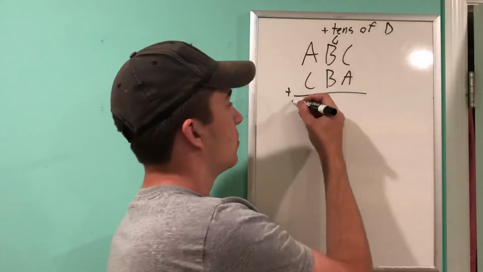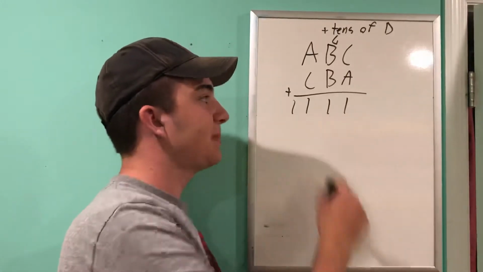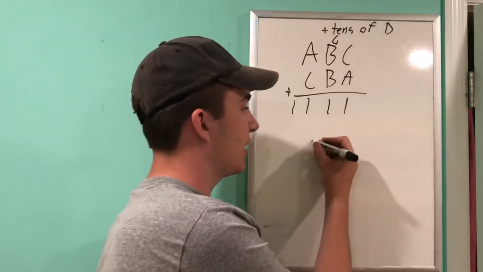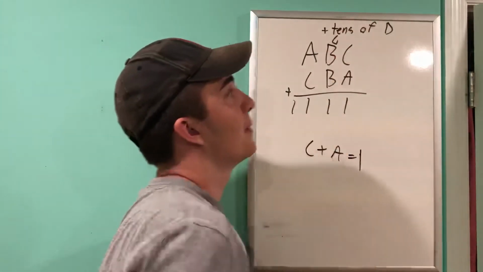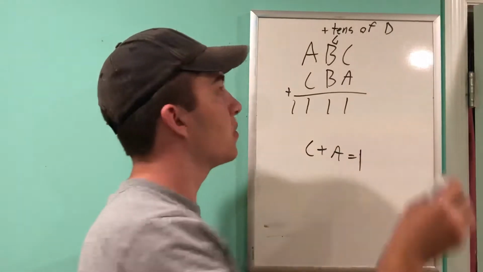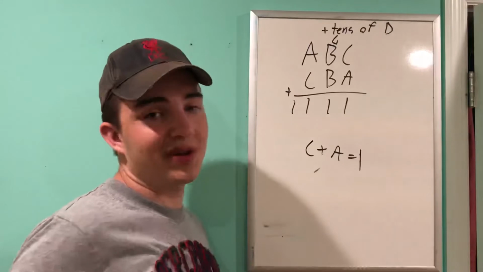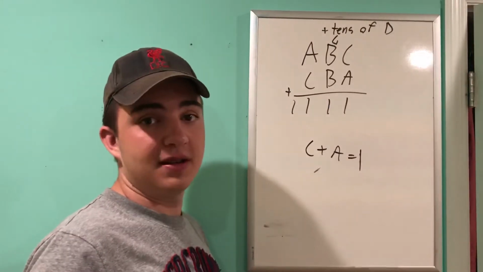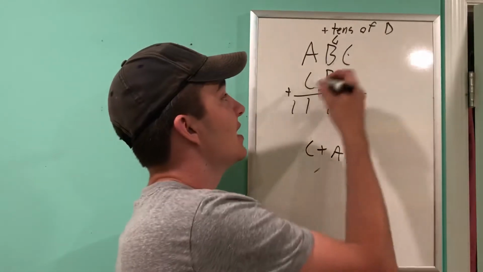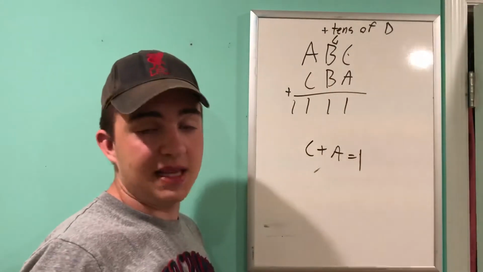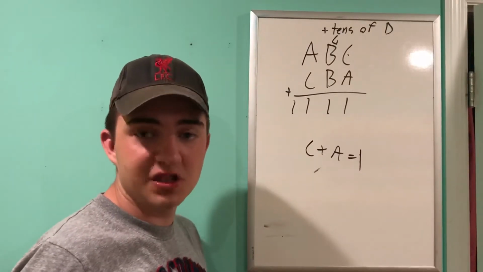So now we have 1, 1, 1, 1. Now, we know C plus A is 1. That's what this tells us. But what do we have here? Plus the tens of D. Now, in order just to make this clear, let's say C plus A is 1. The only two things you can add to make 1 are 0 and 1. Can we have 0 for any of the digits? No, because if C is 0, then C here is 0. And that's not possible because it's the first number, and the first number can't be 0, otherwise it wouldn't be the first number.